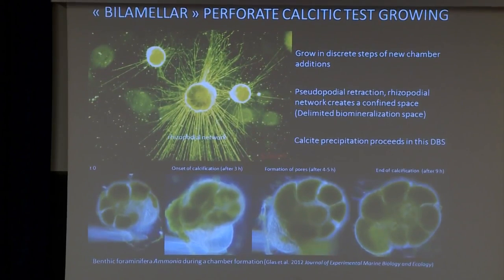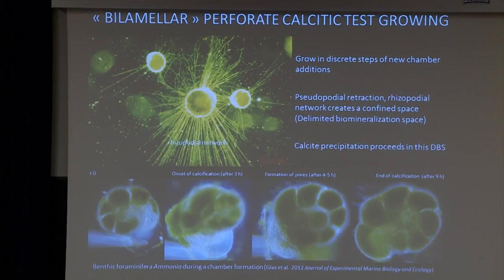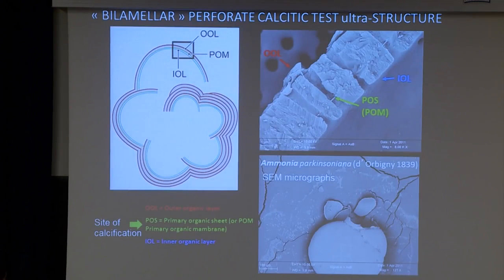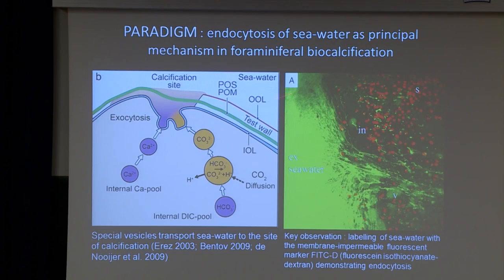So it's very important. I come back, excuse me. I told you about this primary organic sheet. So a key question is, what is this primary organic sheet? It may be a key to understanding the mechanism of biomineralization of these foraminifera, if we better understand the composition and the role of this primary organic sheet. So this was the problematic of our study.